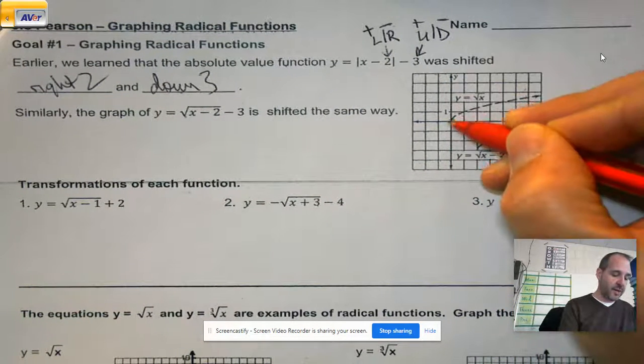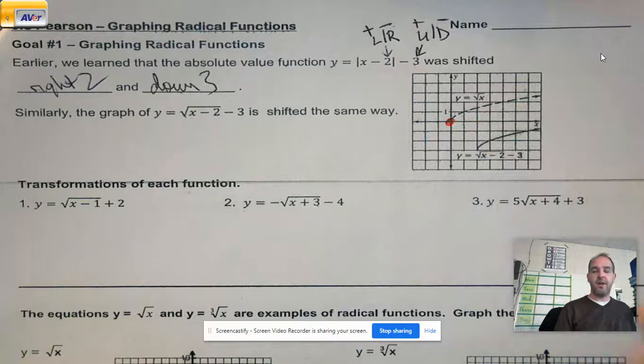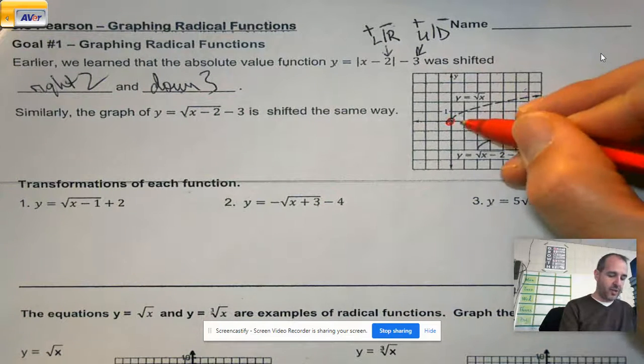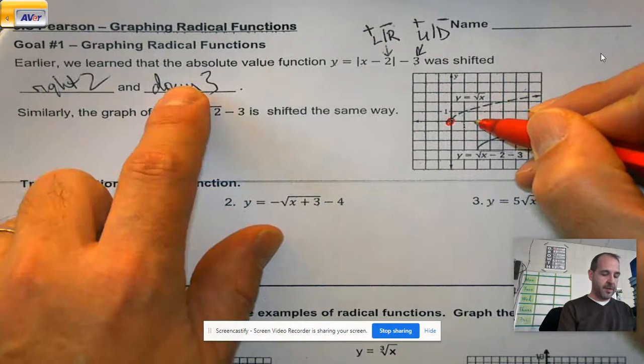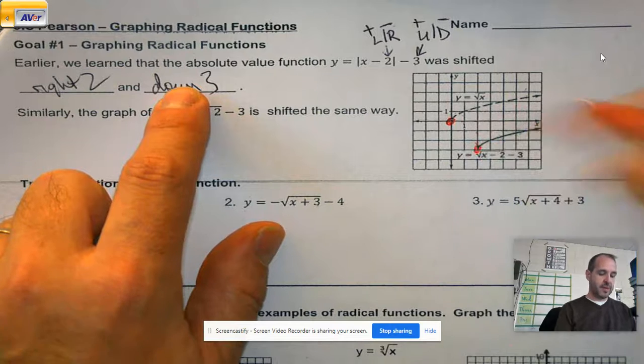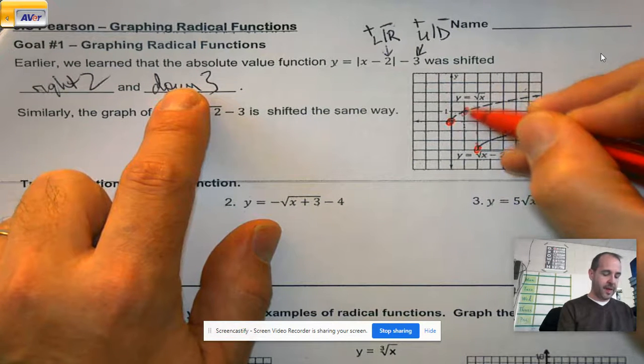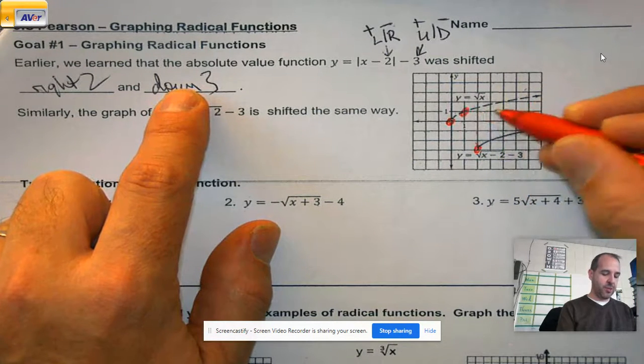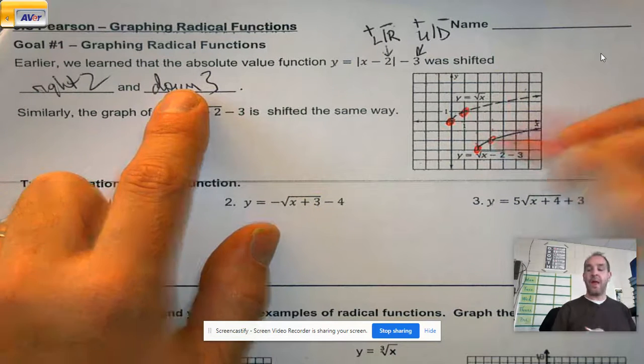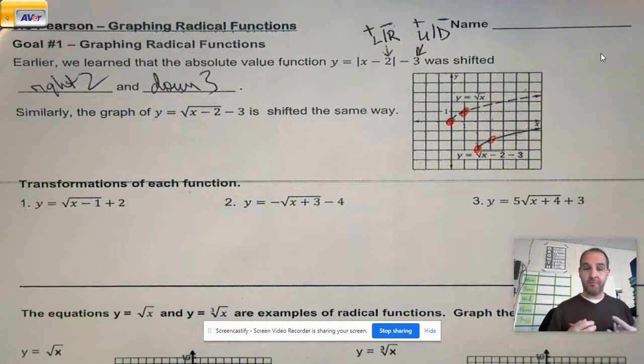So if you look, for instance, when your mother function, your parent graph, starts at 0, 0, if I go right 2 and down 3, that's where this graph ends up. Okay, if I start at my next point and I go right 2 and down 3, I end up at that next point. So I have a little bit of a clue before I even start of what these things are going to look like.